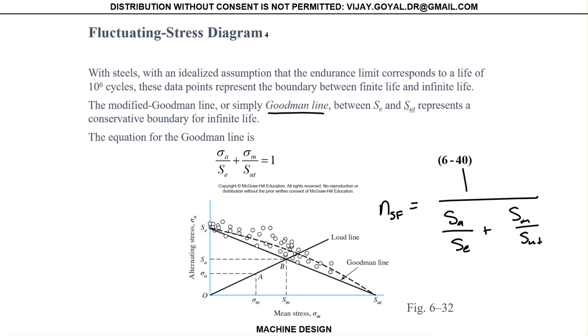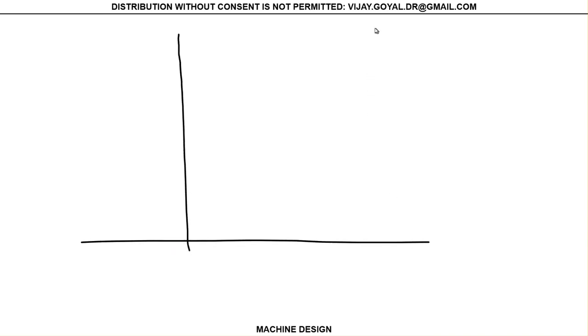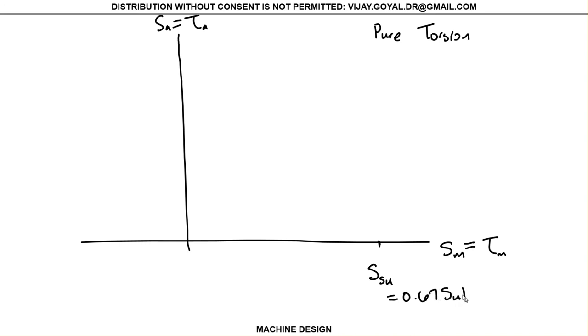The other thing you have to keep in mind is, let's suppose I was working in a case of pure shear, so pure torsion, because shear really doesn't enter in fatigue. Then in that particular case, your SA will actually be tau A, because it's pure shear. When you plot your diagram here, you want to use SSU. SSU has been shown to be 0.67 times your ultimate tensile.